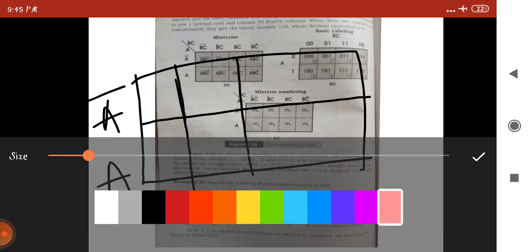A bar and A, can we write it here? Here, how many boxes will come? 2 raised to 3 is 8. 1, 2, 3, 4, 5, 6, 7, 8. 8 boxes will come. I am going to write B bar C bar, B bar C, B C bar, B C.